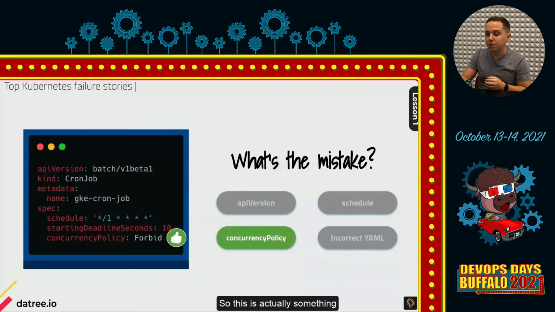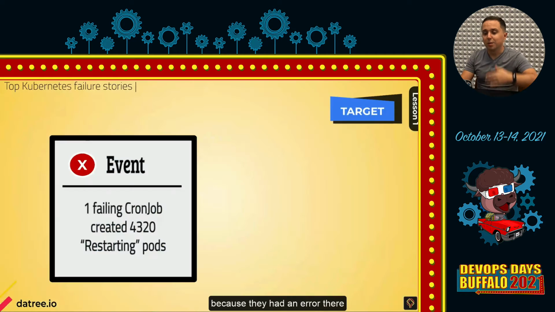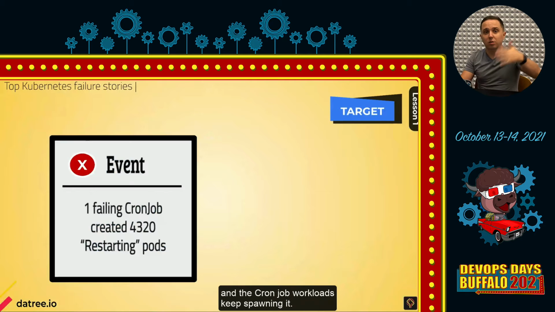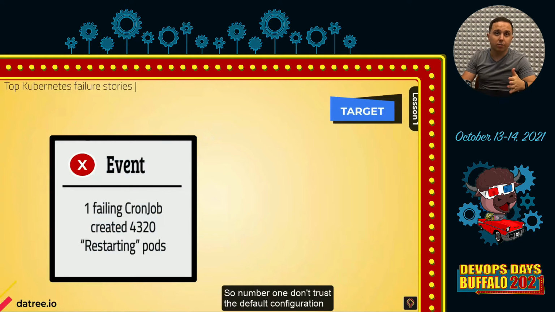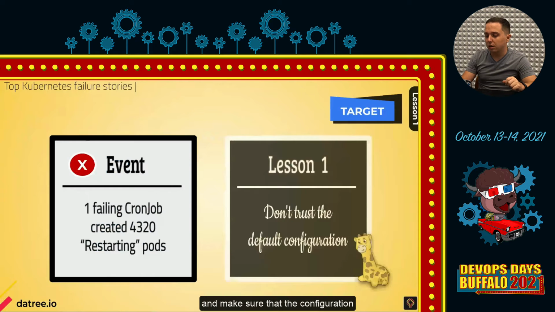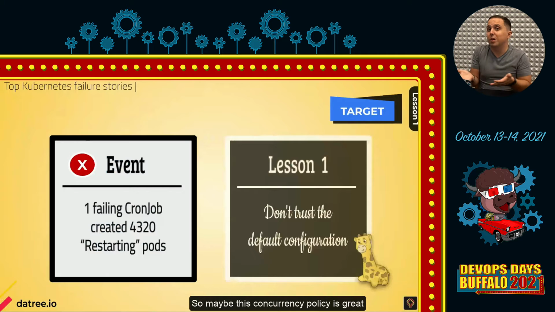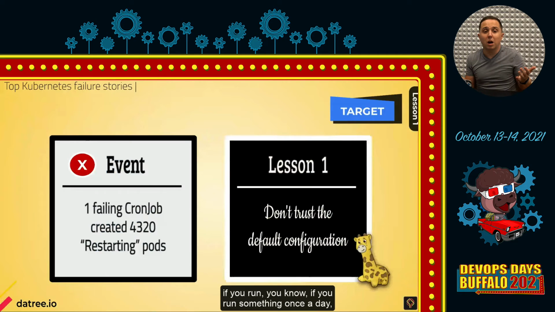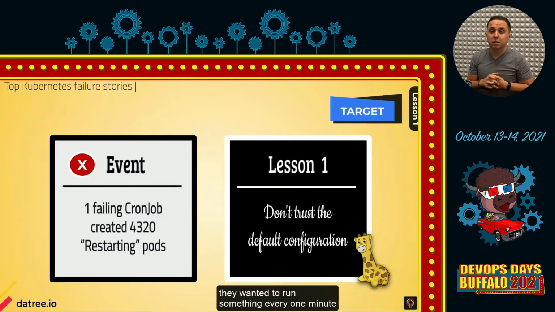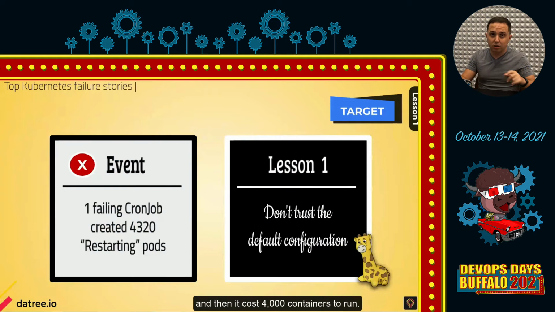This actually happened to the company Target, and they spawned more than 4,000 pods because they had an error there, and the cron job workload kept spawning them. So number one, don't trust the default configuration, and make sure that the configuration you have is actually suitable for your workload. Maybe this concurrency policy is great if you run something once a day, but in their case, they wanted to run something every 1 minute, and then it cost 4,000 containers to run.